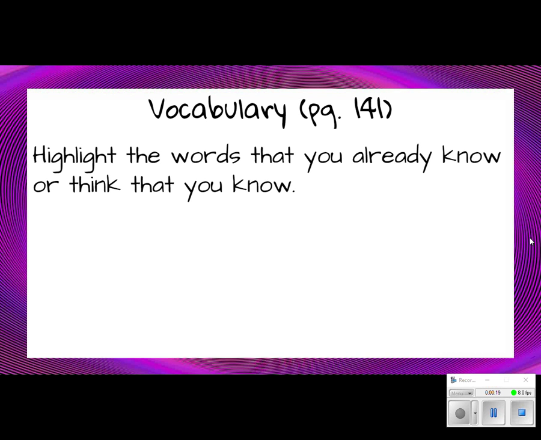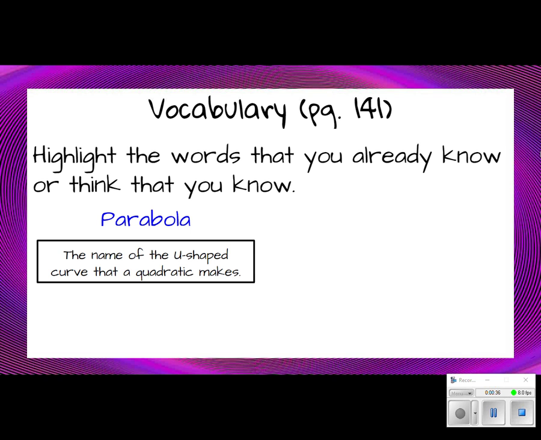All right, on page 141, if you have the notes, you're going to highlight the words that you already know or you think that you know. You can highlight them with a star, a box, or a highlighter. The words we're going to be using today are parabola, which is the name of the U-shaped curve that a quadratic makes, so we can use those words interchangeably, parabola and quadratic.